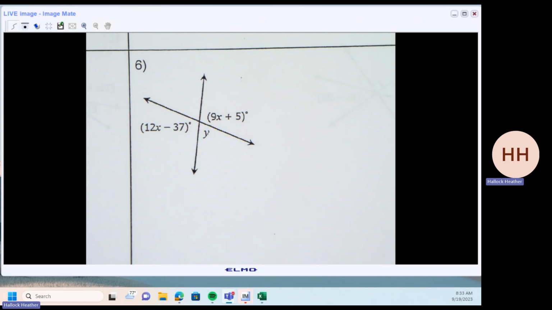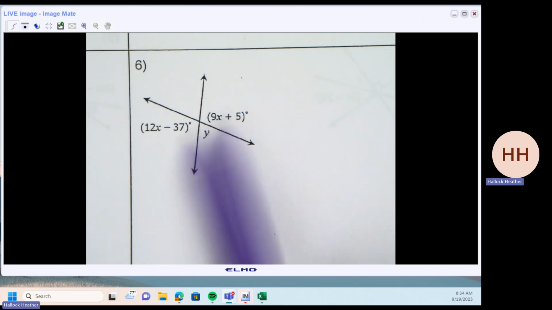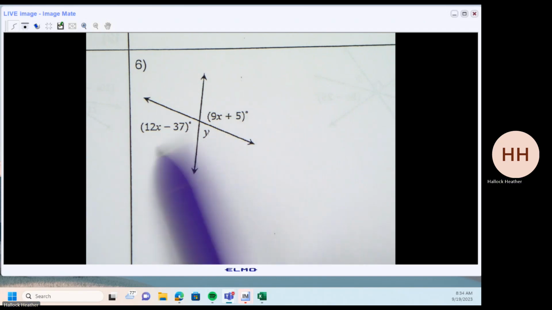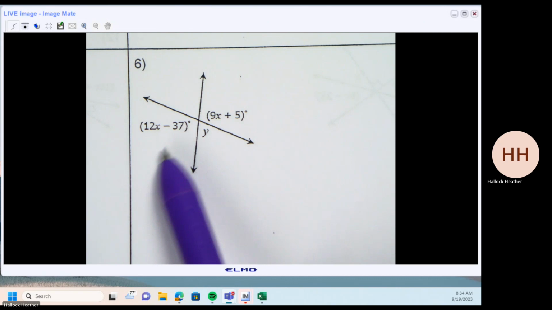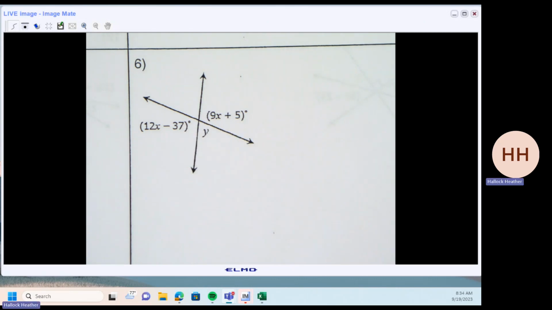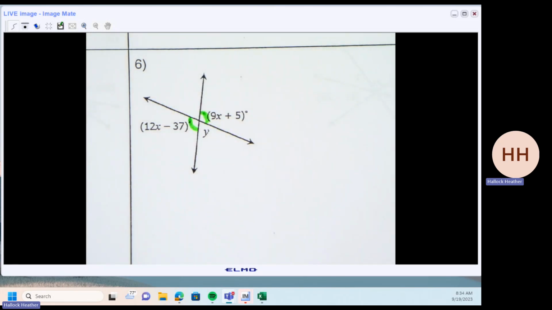Okay, 6. So for question 6, my hint to you is find the X's first and then find Y's. So what could I do to find my X's? What do I know about these two angles right here and right here? What kind of angles are they? They're vertical. Vertical angles are congruent. So I know that this portion and this portion are congruent to each other. They're equal to each other.